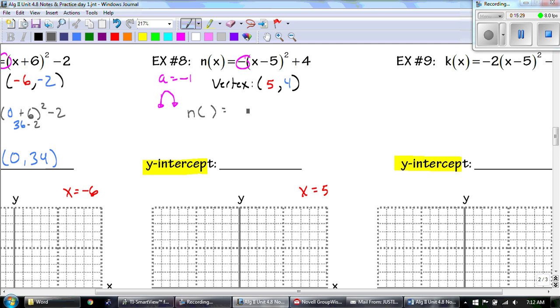So n of 0 equals negative -5 plus 4. We're plugging in a 0. Now 0 minus 5 is a -5, but -5 squared is 25. But don't forget this negative out front, so we have -25 plus 4, and that's going to give us n of 0 equals -21. Sorry, I should have wrote that on the other side. So my y-intercept is 0, -21.